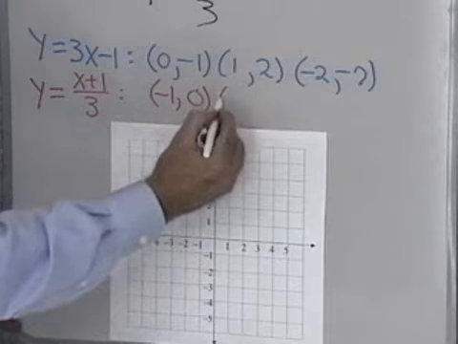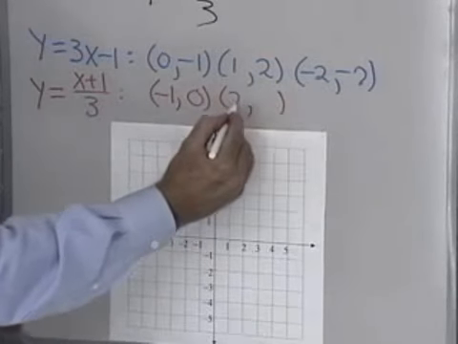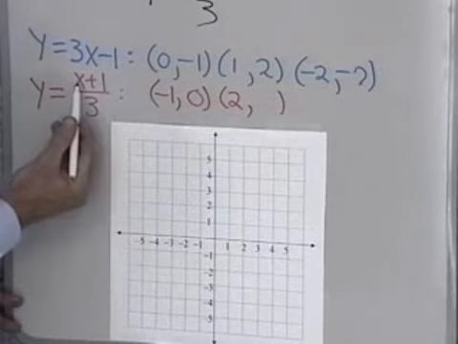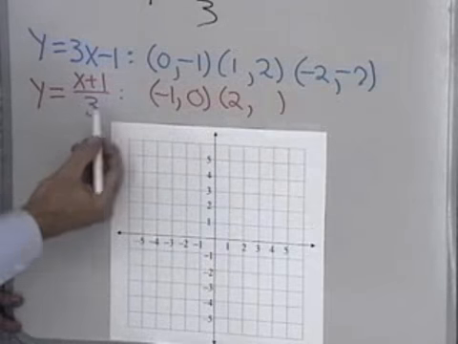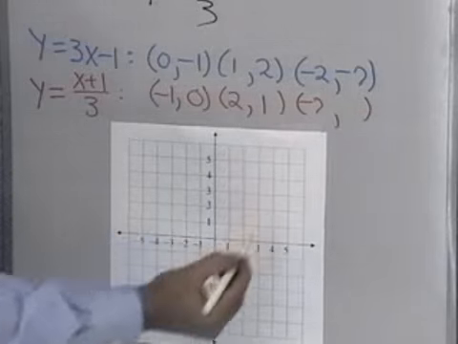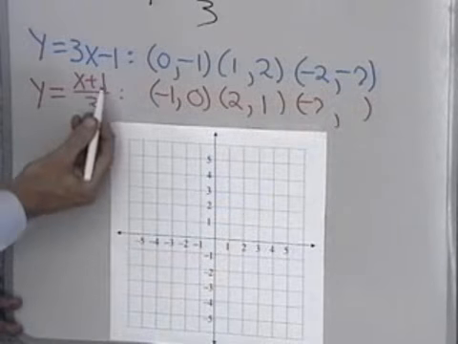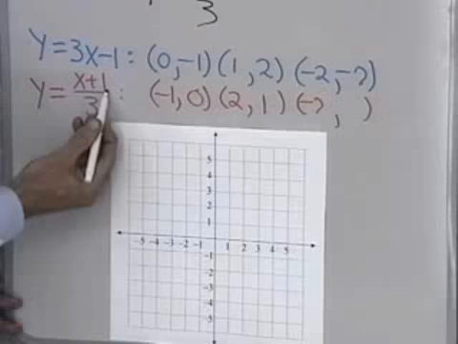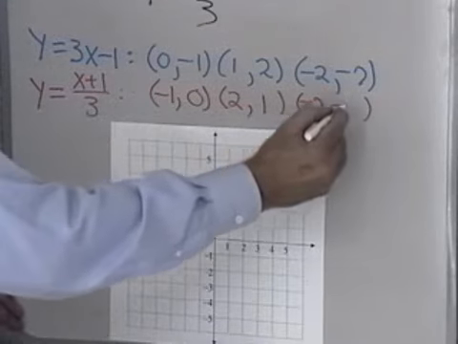Let's see what corresponds to this ordered pair by substituting x equals 2 into my inverse. 2 plus 1 is 3, divided by 3 is 1. And down here, let me substitute in negative 7. Negative 7 plus 1 is negative 6. Negative 6 divided by 3 is negative 2.